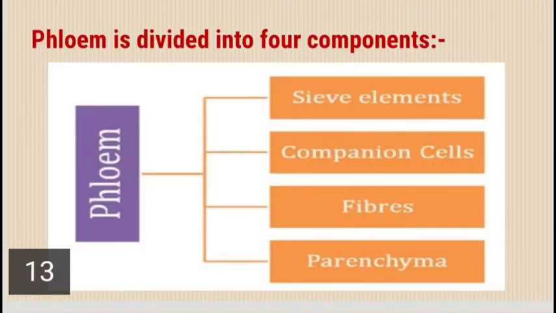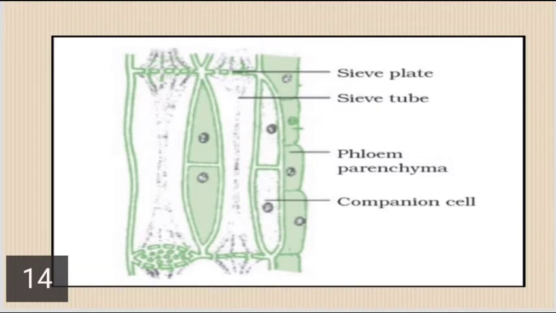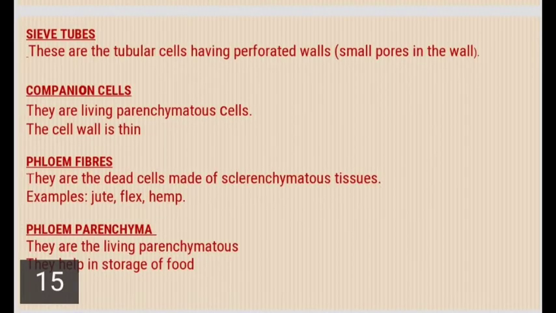Phloem is divided into four components. They are sieve tubes or sieve elements, companion cells, phloem fibers and phloem parenchyma. This is an image showing different types of cells in phloem tissue. Now, let us have a discussion about different types of cells in phloem tissue.